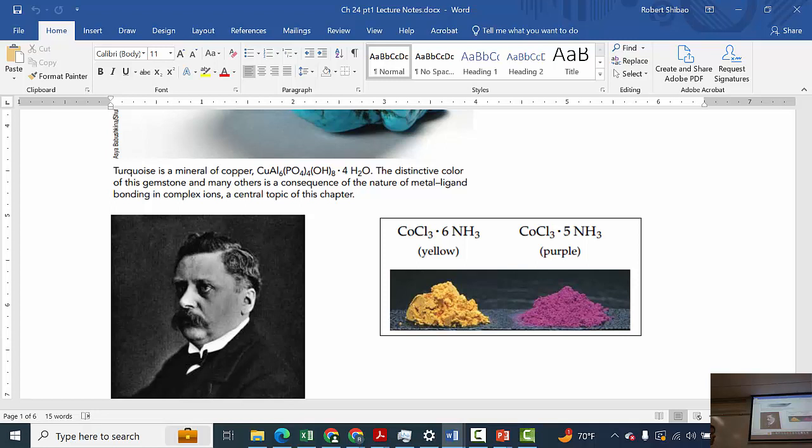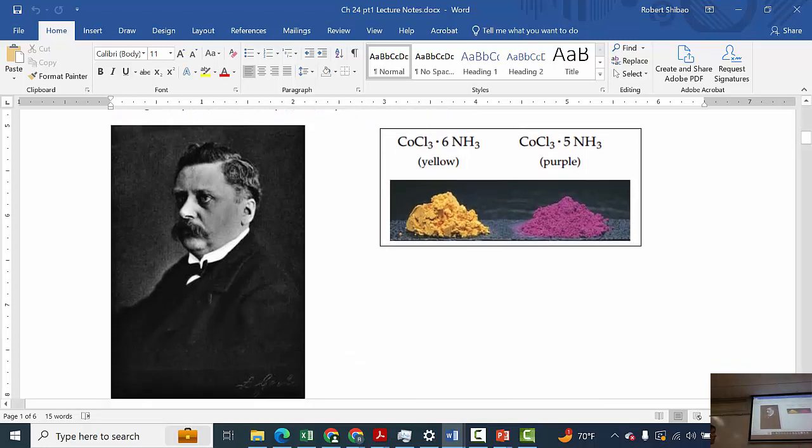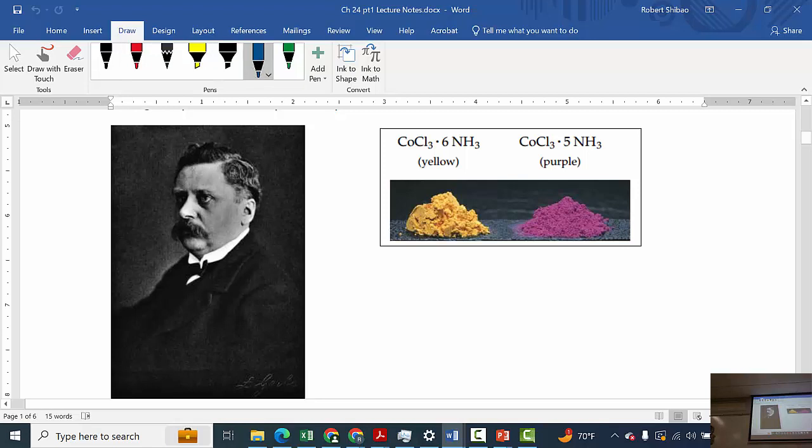It looks like the max amount of ammonia we can get in there is 6 moles of ammonia per mole of cobalt(III) chloride. If we have a little less, we could go 5, 4, 3, 2, 1, 0. It depends on how saturated we make this. This is fully saturated, it's yellow. This is partially saturated, it's purple. And typically when we think about structures like this, we think of them like a hydrate. So this is solid, and it's going to look something like this: CoCl3·6NH3 solid.